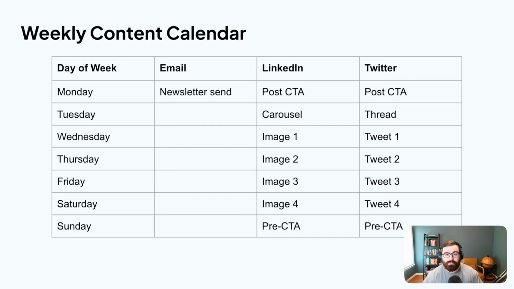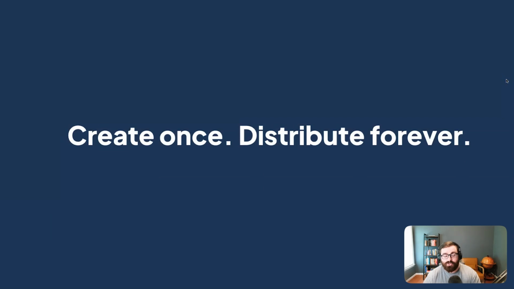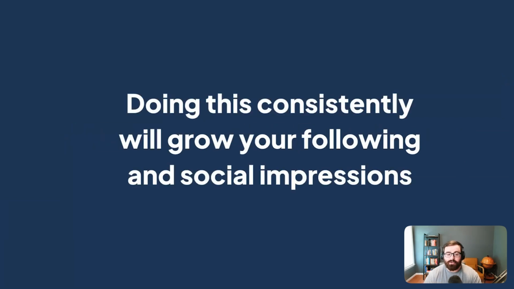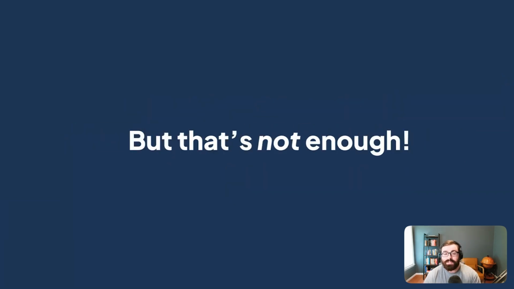So this is kind of like what my social content calendar looks like. Mine's a little bit different, but this is better for the sake of an example. Let's imagine we publish a newsletter on Monday, and on that same day, we're doing a post call to action, which I'll explain later. Then on Tuesday, we post a carousel and a thread. On Wednesday through Saturday, we're posting shorter bits of content through images and tweets. And then on Sunday, the day before our newsletter, we do a pre-call to action. So from one newsletter, we have a social post for every single day of the week. Create once, distribute forever.